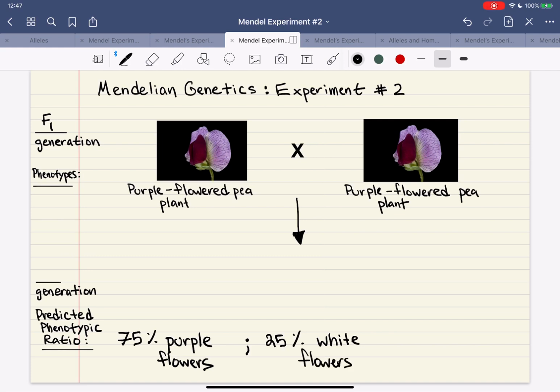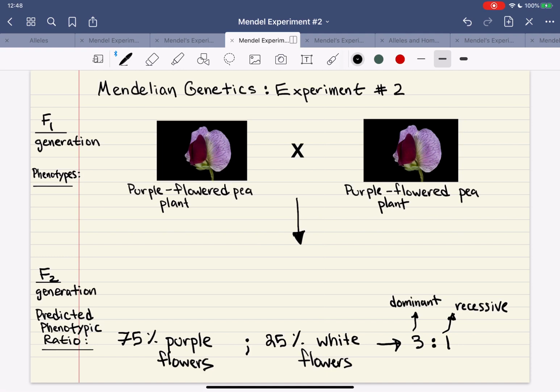So we can call this a 3-to-1 ratio. 3 dominant for every 1 recessive. And he did this experiment many times. And every time he got to the F2 generation, which this is, he saw this same ratio. 75% of them or so were purple, around 25% were white.